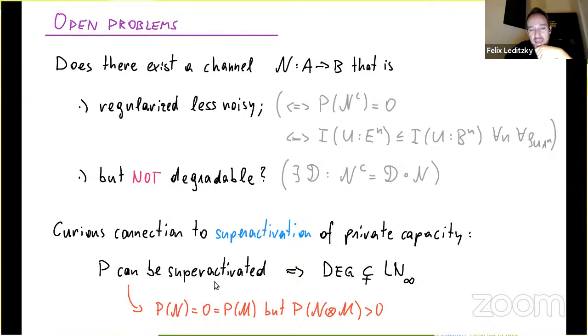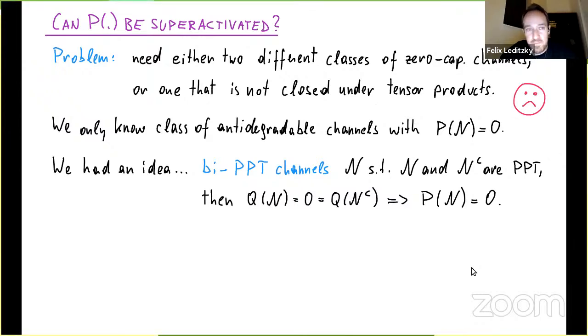We don't have an example of superactivation of private capacity yet, but if there is one, then that actually implies that the two classes of channels are strictly separated. So this, at least in our opinion, is one more motivation to look for superactivation of private capacity. And so the question is, why don't we have that example?